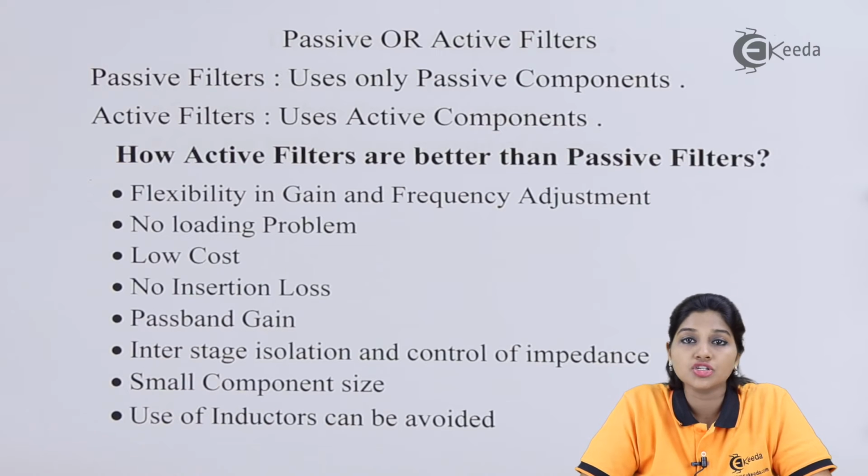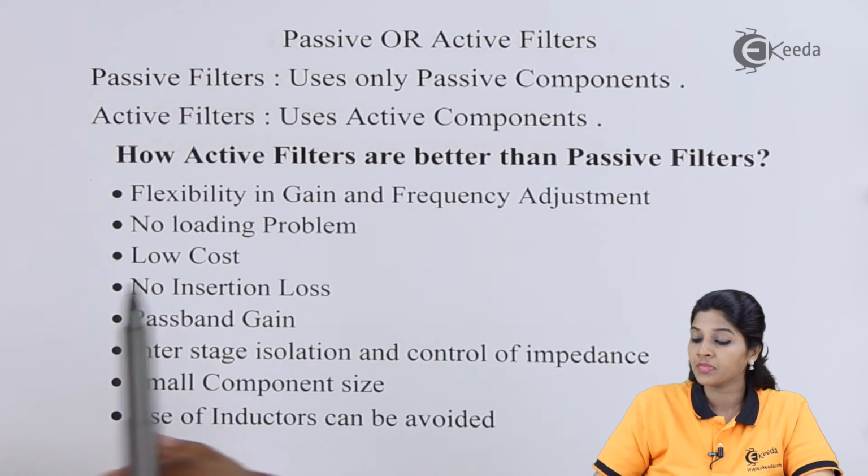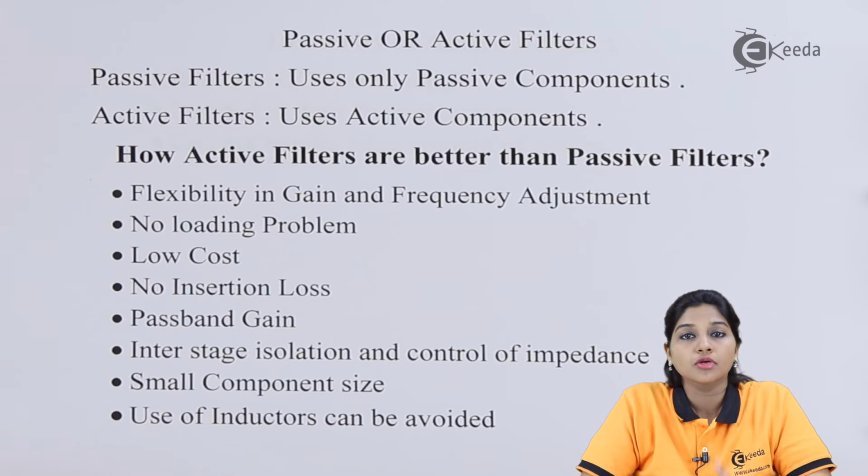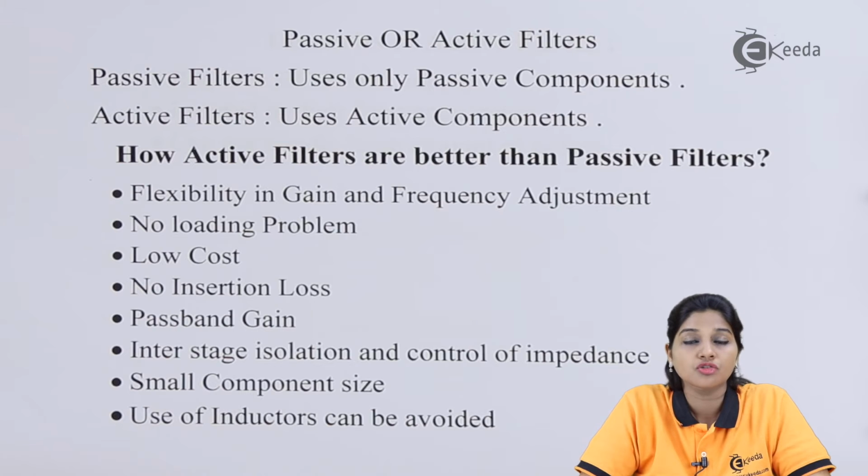The second advantage provided by an active filter is no loading problem. As we know, an op-amp has high input resistance and low output resistance, because of which no loading problem arises at the input and output stage, which is not the case in a passive filter.